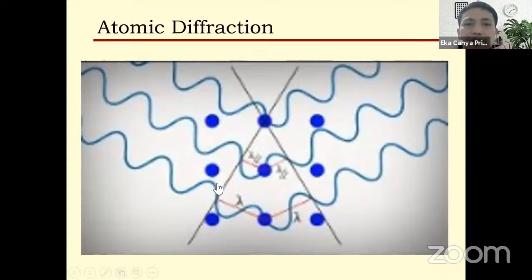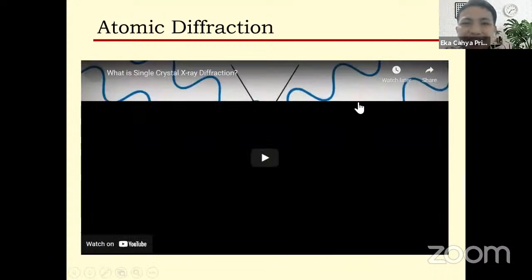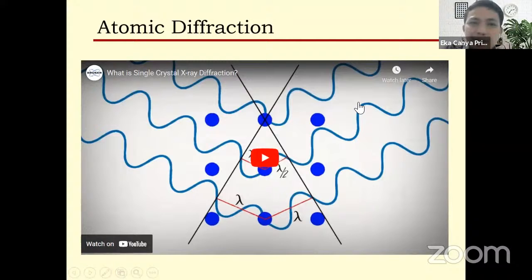This is the phenomena of diffraction in detail. Previously I gave you in the slide, right? But now you can watch the evidence of diffraction by viewing this video.